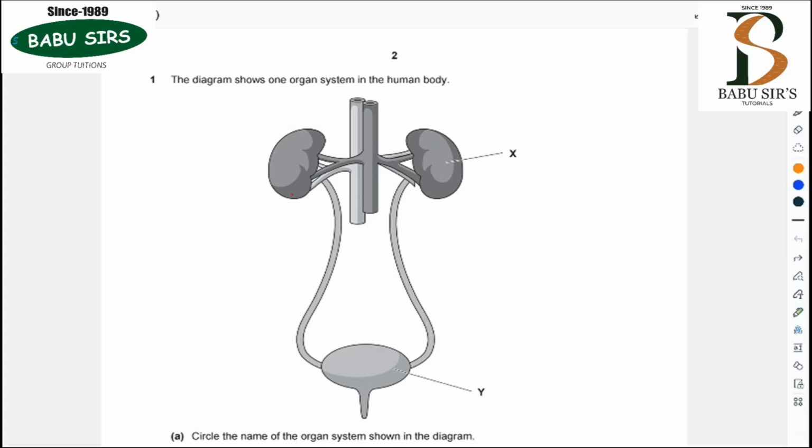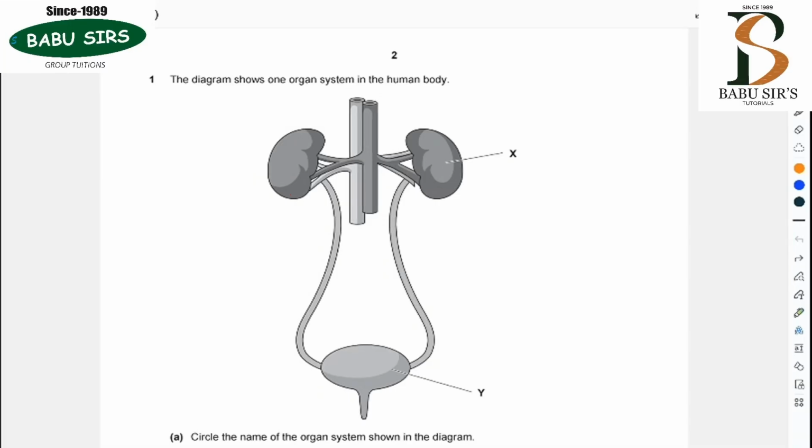In today's video, I will be solving a science paper from Cambridge Lower Secondary. This is for grade 8 students. Before solving any question, I will explain the concepts for better understanding.